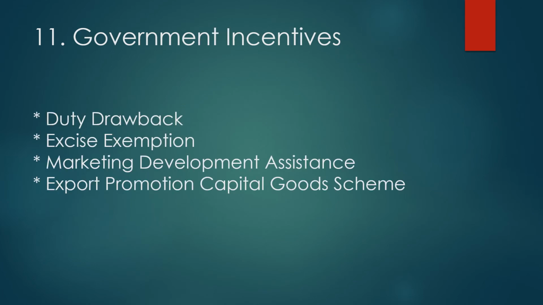Let us go to the next point. Government incentives. One of the most important motivators for exporters to export in overseas markets is the government incentives. The governments of a number of countries give incentives to the exporters to induce them to export. Some of the incentives are duty drawback, excise exemption, marketing development assistance, export promotion capital goods scheme. So these are nothing but acting as a motivator for the exporters to export the goods in overseas markets.